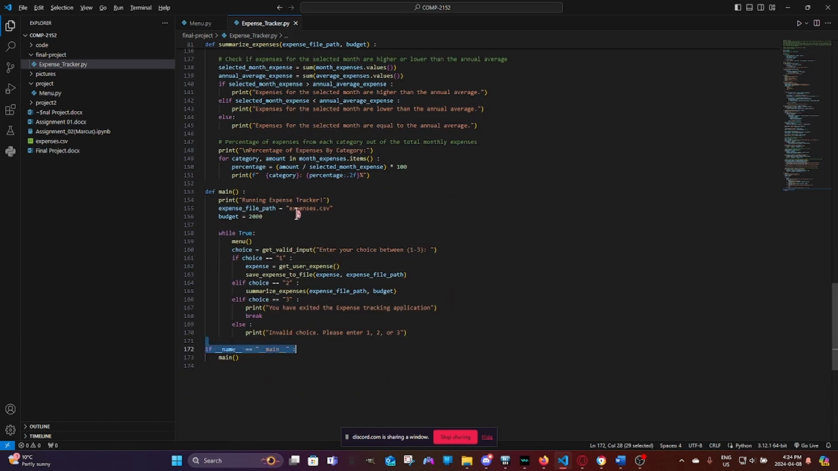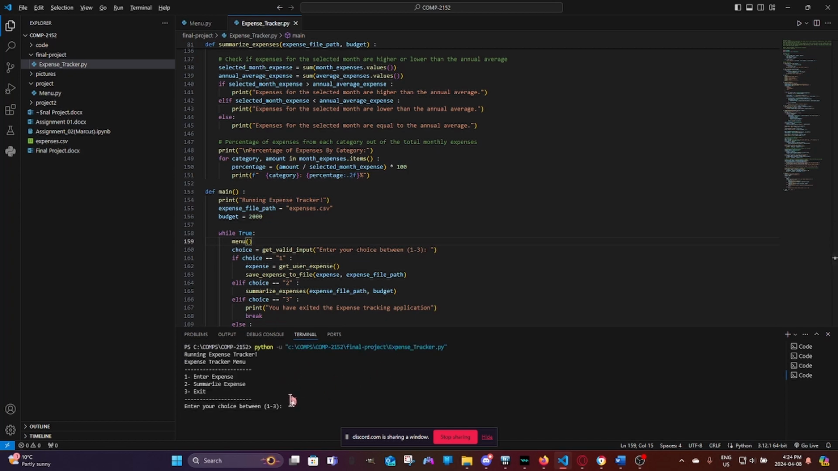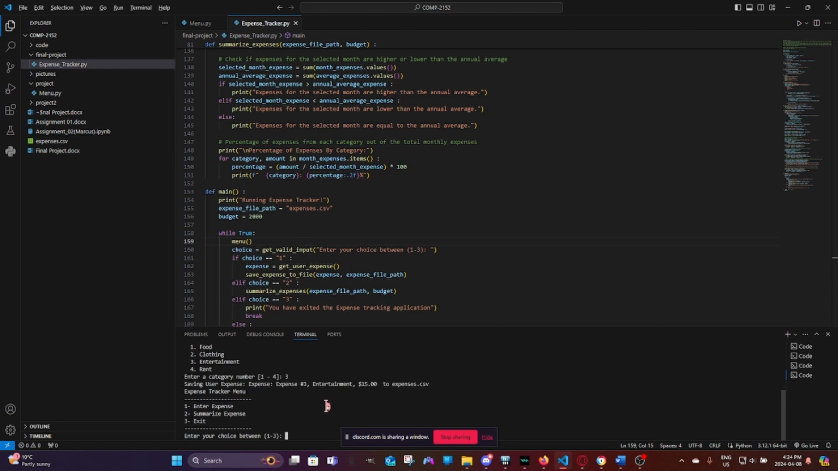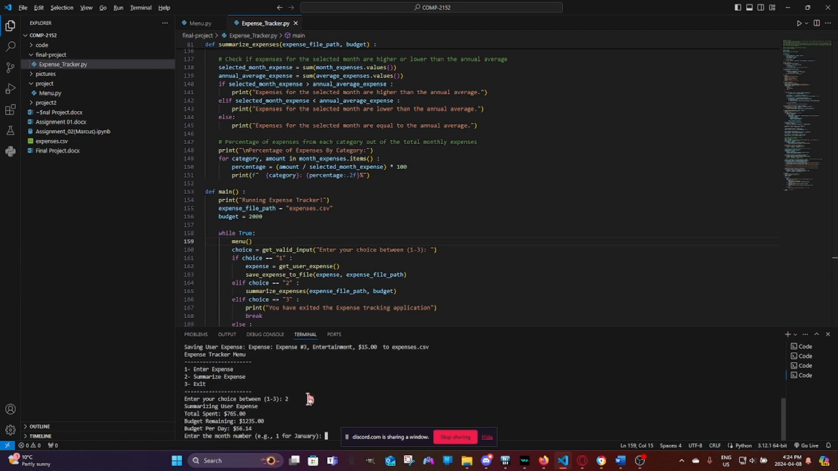So yeah, we're gonna run this expense tracker. We're gonna enter an expense. I'm gonna call this expense 3. I'm gonna enter $15, and I'm gonna put it on entertainment, and summarize.